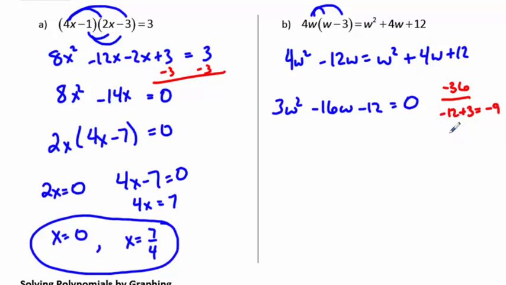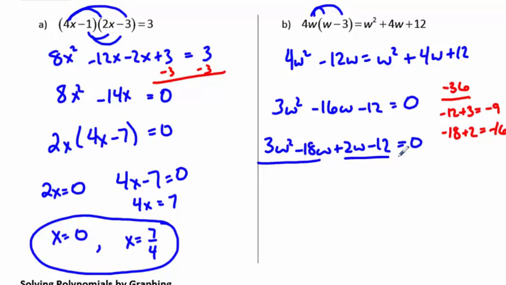36 is also 18 times 2. So if you had a negative 18 and a positive 2, that would add up to negative 16. So that pair is going to work to get the correct term in the middle. So let's separate that. It's going to be 3w squared minus 18w plus 2w minus 12 equals 0.